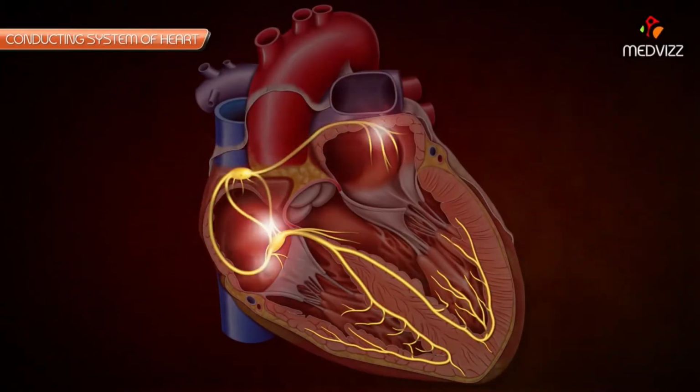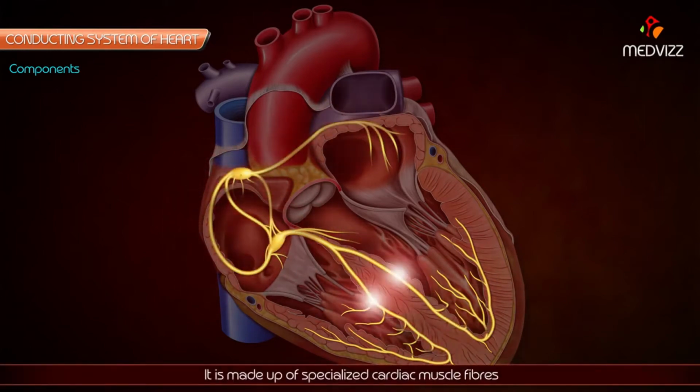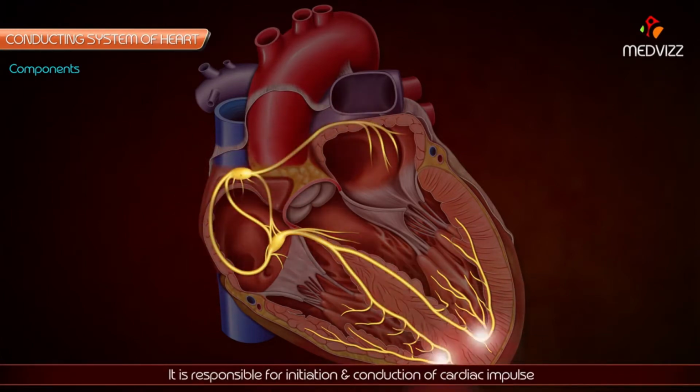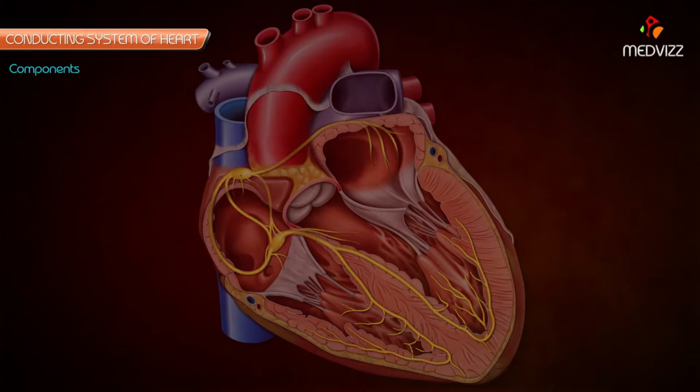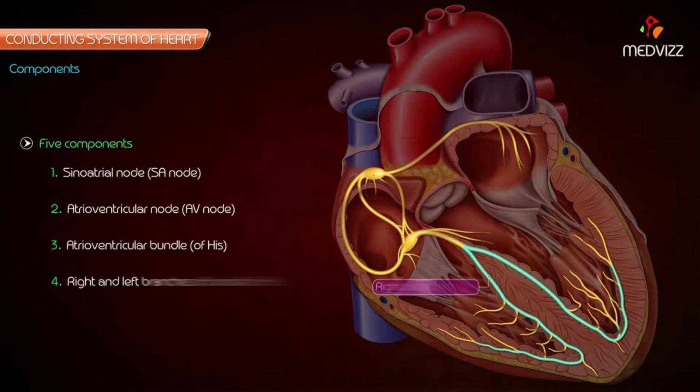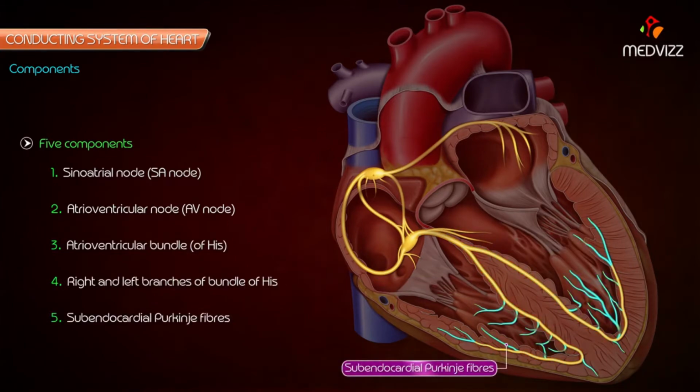Conducting system of the heart. It is made up of specialized cardiac muscle fibers and it is responsible for initiation and conduction of cardiac impulses. It consists of 5 components. First, sinoatrial node. Second, atrioventricular node. Third, AV bundle or bundle of His. 4. Right and left branches of bundle of His. And 5. Subendocardial Purkinje fibers.